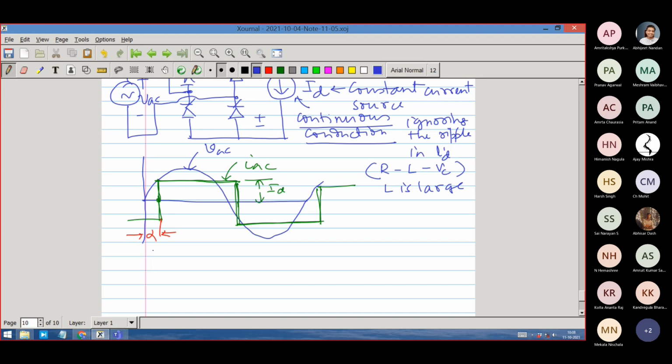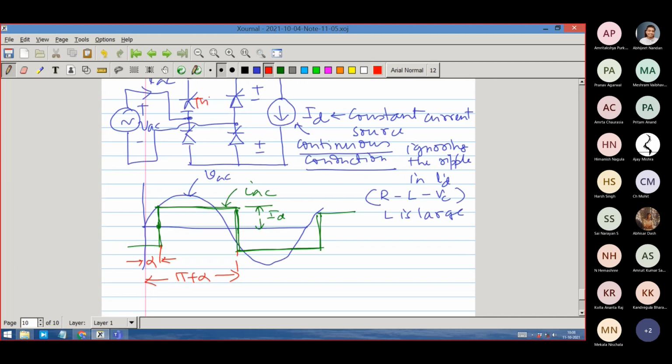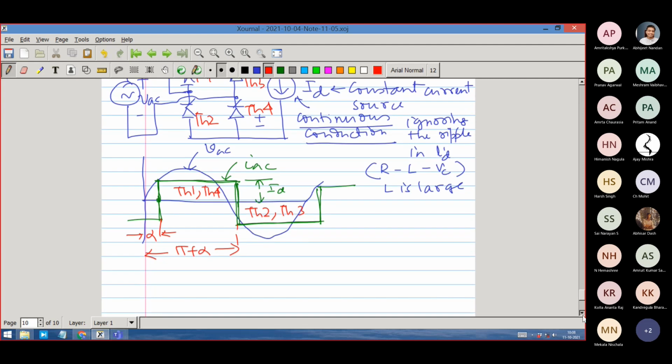This angle will be alpha, then this is pi plus alpha, and as you know by our naming convention, TH1, TH2, TH3 and TH4, we already know that the thyristors conducting at TH1, TH4 are then turned off by the firing of TH2 and TH3 and so on and so forth. It will continue to operate like that.